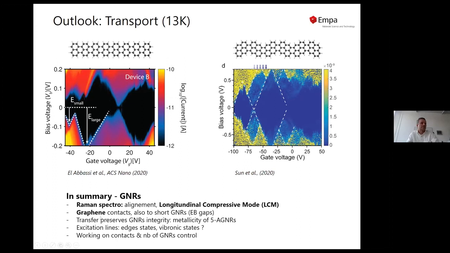And obviously encapsulation is one direction which we are going as well at the moment, with one of the PhD students trying to use these hBN encapsulated systems to see if we can better control what's happening in this type of system. And this interface between the graphene and the graphene nanoribbon is also very delicate there.